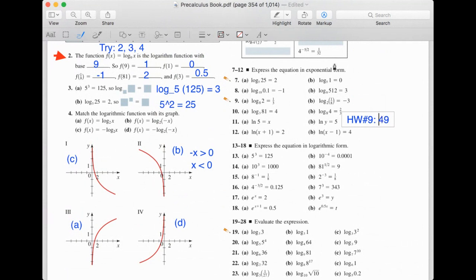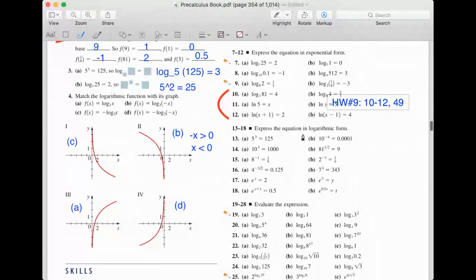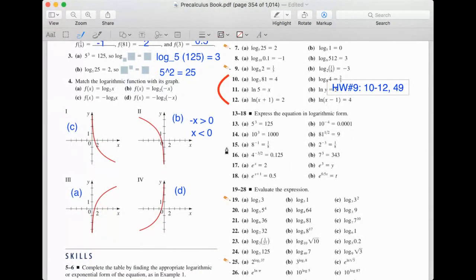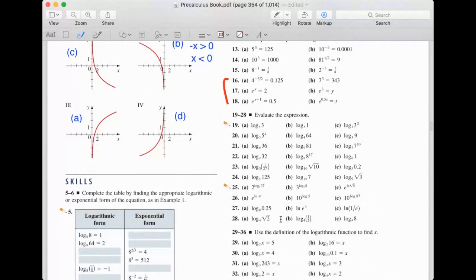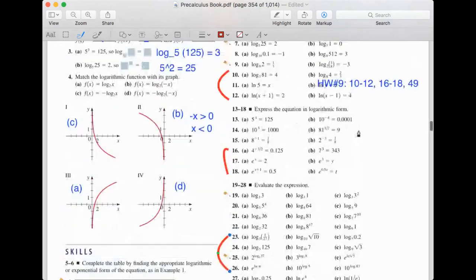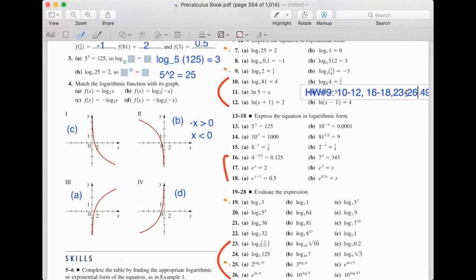Then let's see. Express the equation in exponential form. All right. So let's do 10 to 12. This one is exponential equation in logarithmic form. Let's do 16 to 18. Then evaluate the expressions. Let's do a couple of these. Let's see, 23 up to 26.